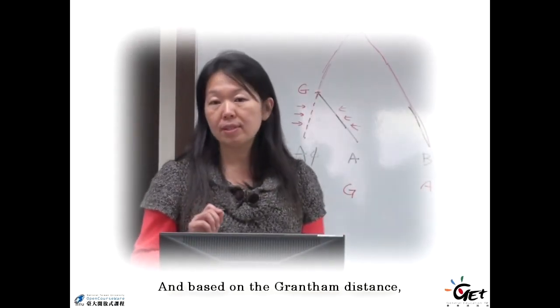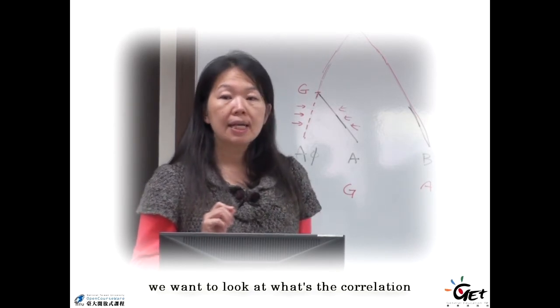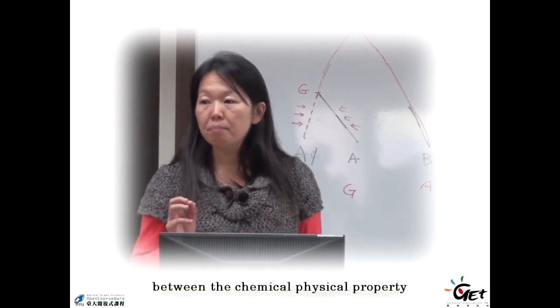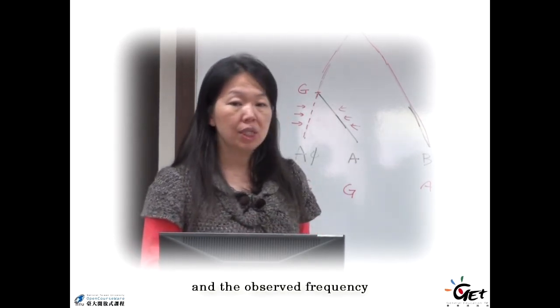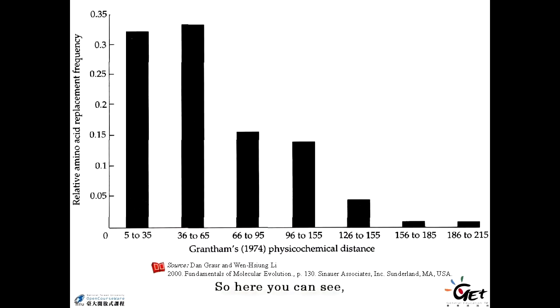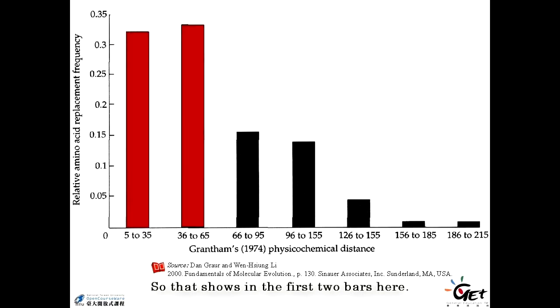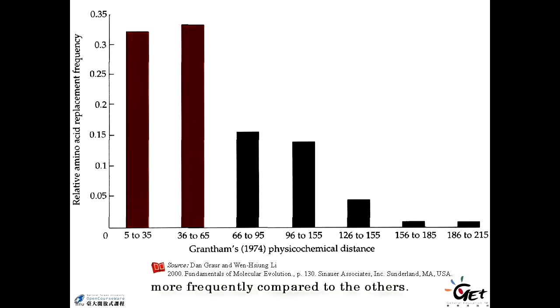And based on the Grantham distance, we want to look at the correlation between the chemical and physical properties and the observed frequency in our sequenced samples. So here you can see if the Grantham distance is shorter, we observe the replacement more frequently. We observe this type of mutation more frequently than the others. That's shown in the first two bars here, right? The first two bars have the Grantham distance at the smaller end, and they occur more frequently compared to all the others.